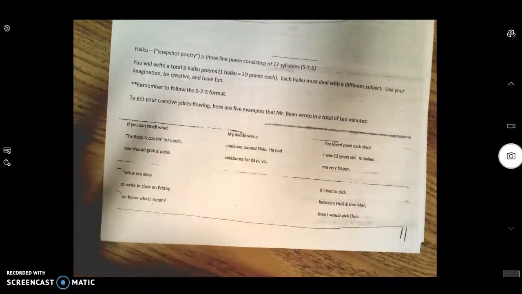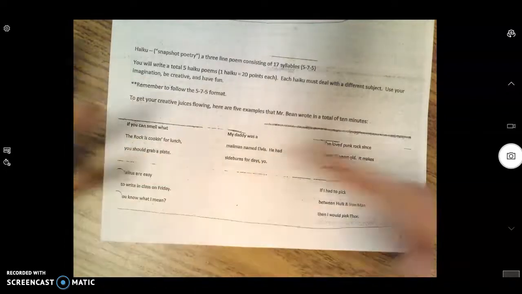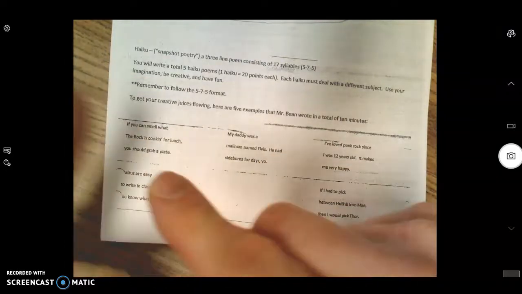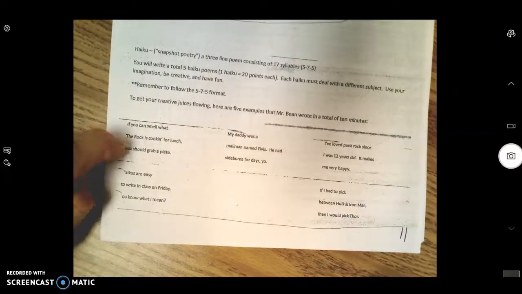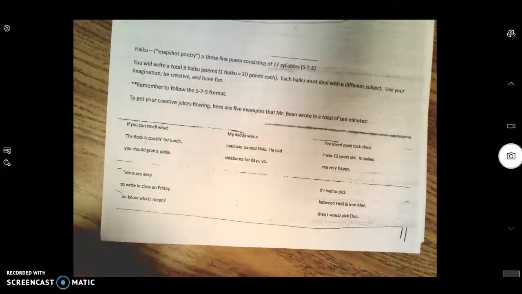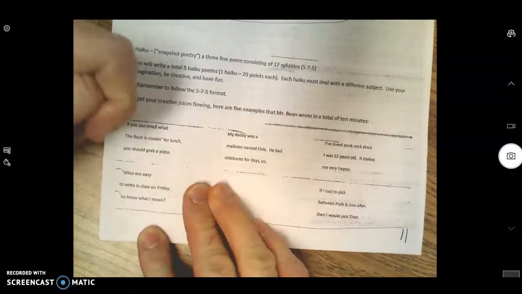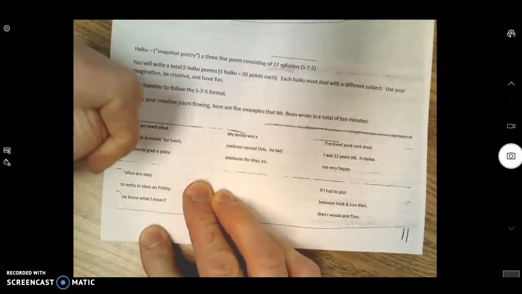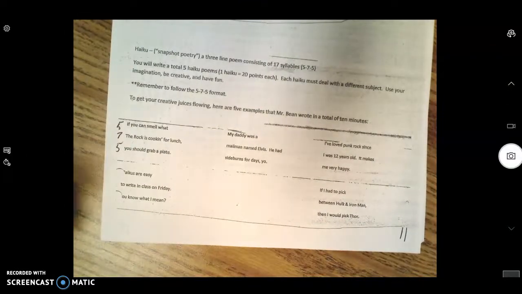Okay, so if you look at the format, it says, if you can smell what? That's 5. The rock is cooking for lunch. That's 7. You should grab a plate. That's 5. So 5, 7, 5. I'm going to write that in here. Grab my nifty nifty pen. 5, 7, 5. Just like that, okay?